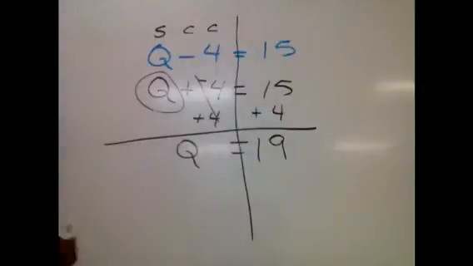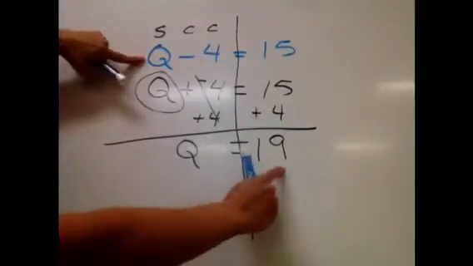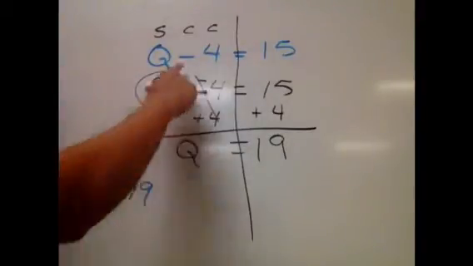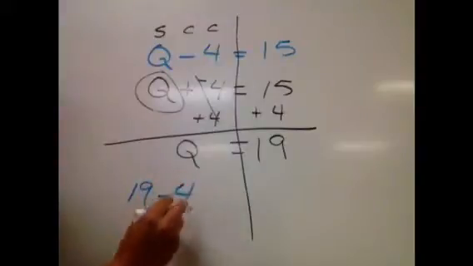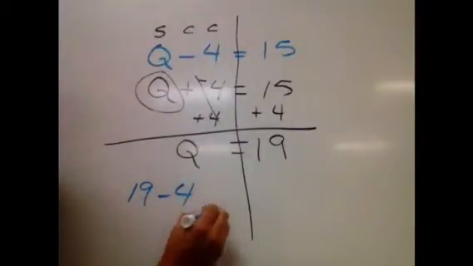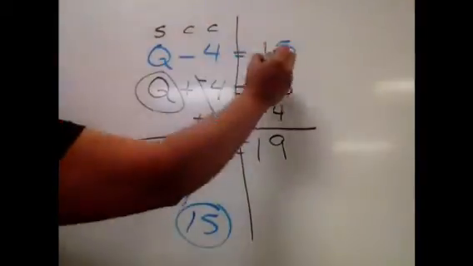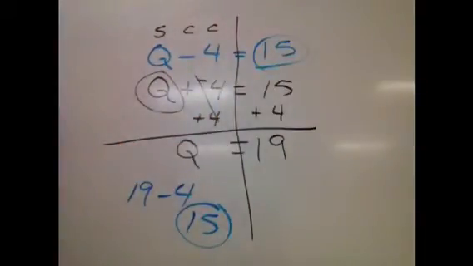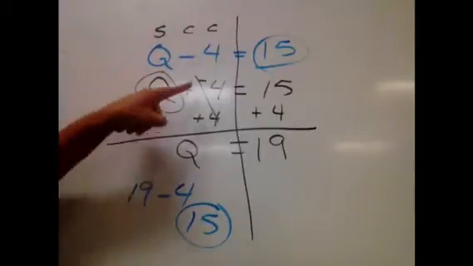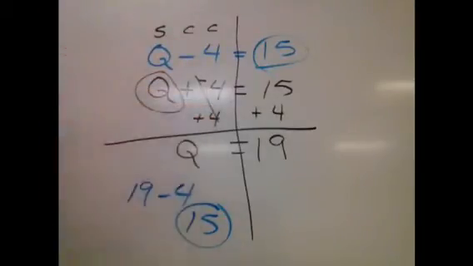All right, let's check our work. See if this actually did work. Remember we started with Q. We found out Q is 19. So we're going to say 19 minus 4. What's 19 minus 4? Well, 19 minus 4 is 15. Oh, that's what we started with. So it does work. Now remember, same, change, change for our subtraction problems so that we can see how we're going to work with this, positives or negatives.